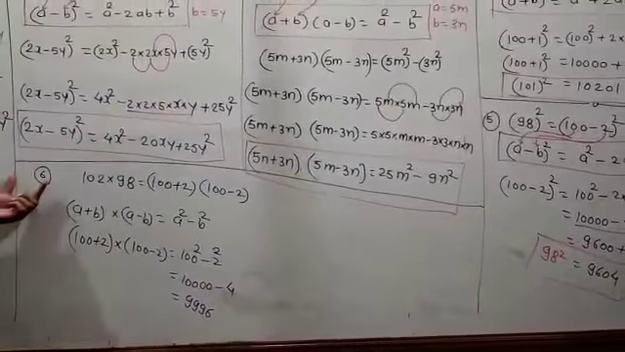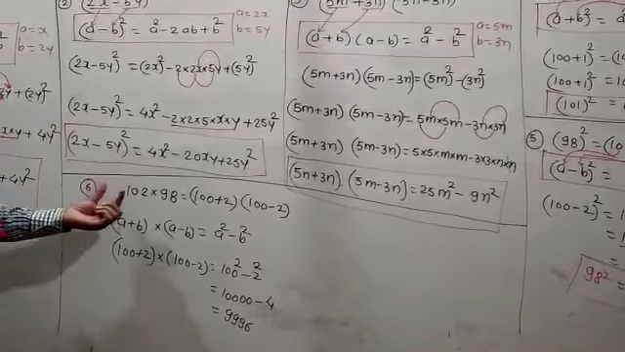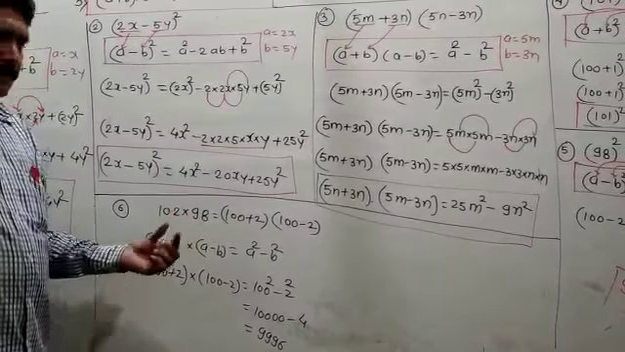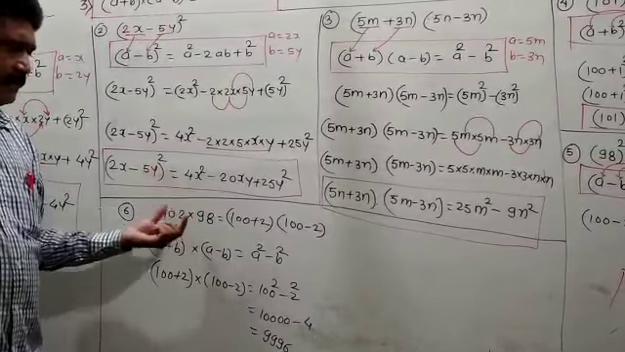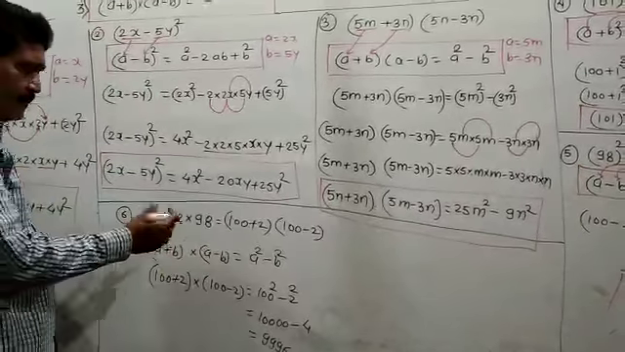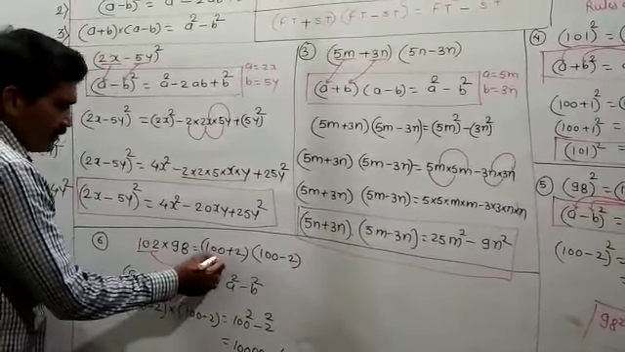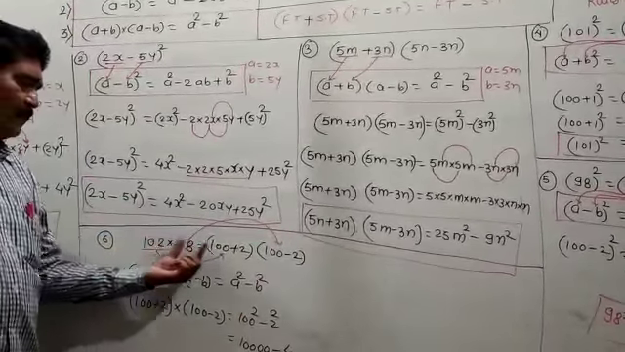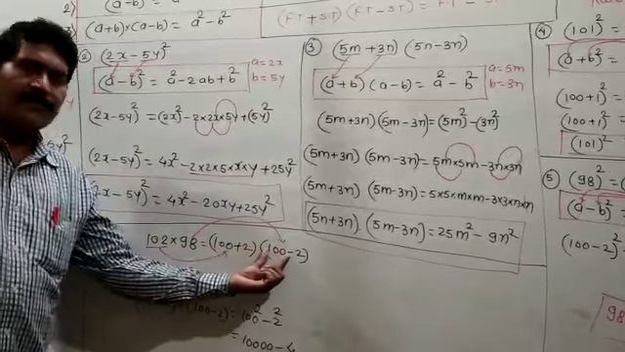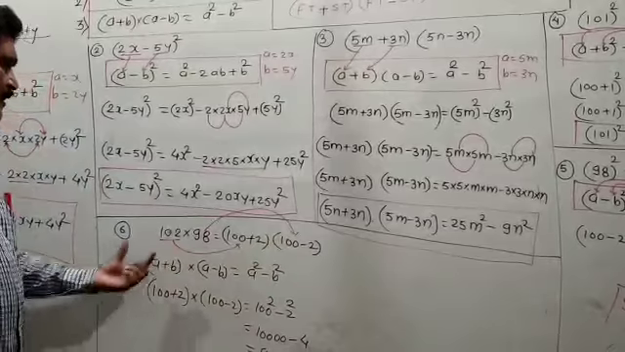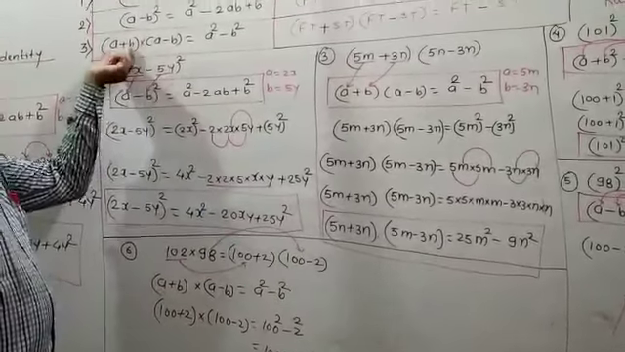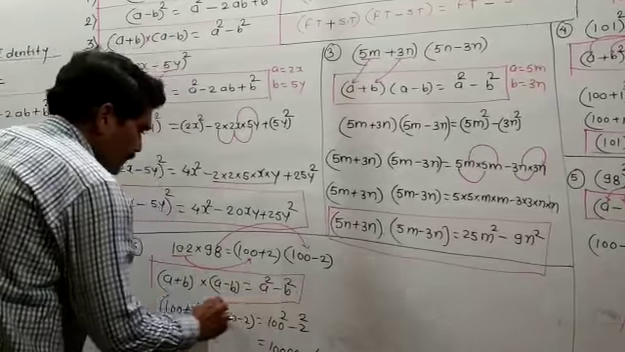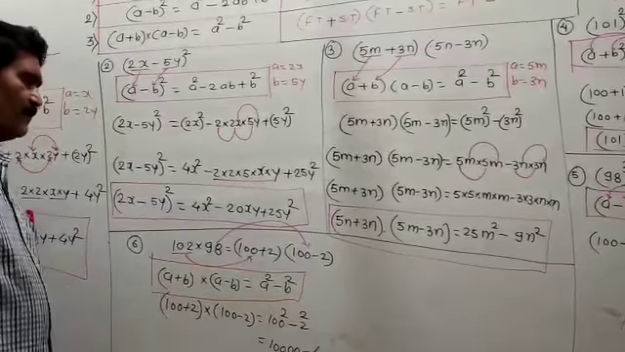Then you have to solve the sixth problem. Here you have to find the product of 102 multiplied by 98. So instead of doing the multiplication directly, you have to utilize the identity. Here this 102 you will write like this: 100 plus 2, and 98 you will write like this: 100 minus 2. One plus and one minus, then you have to utilize the identity a plus b in one bracket multiplied by a minus b in another bracket is equal to a square minus b square.